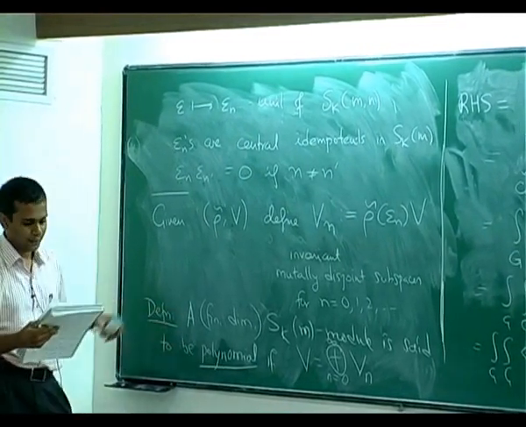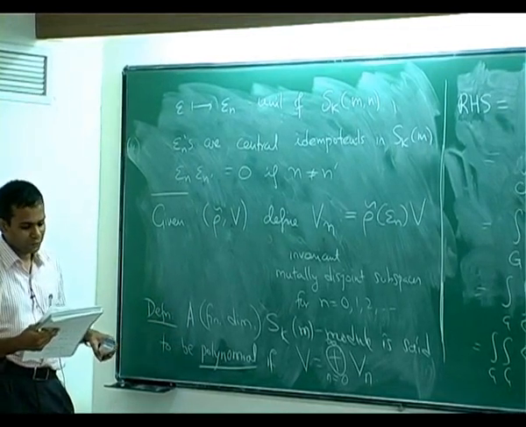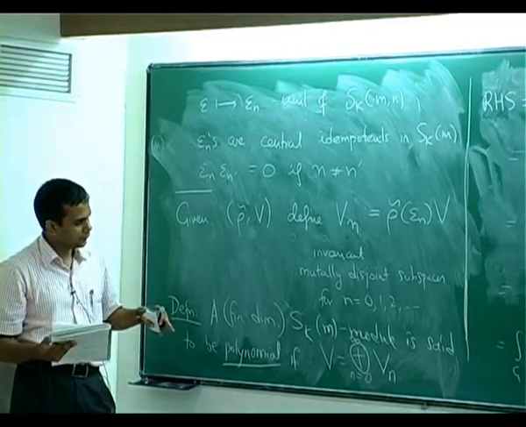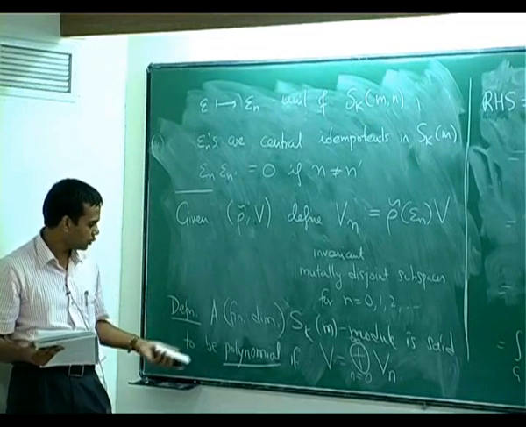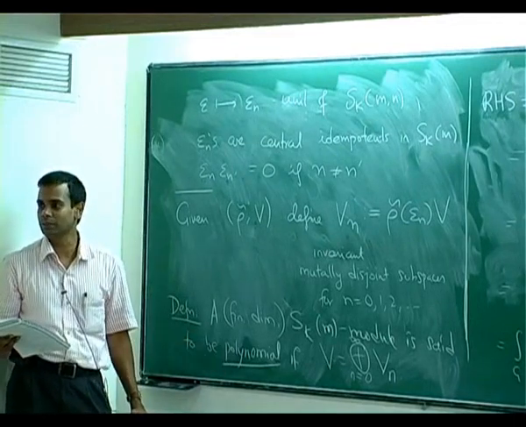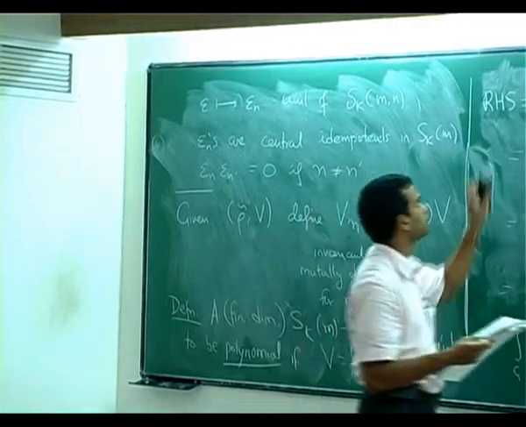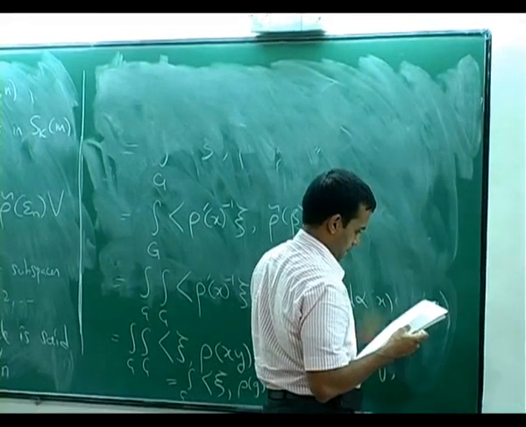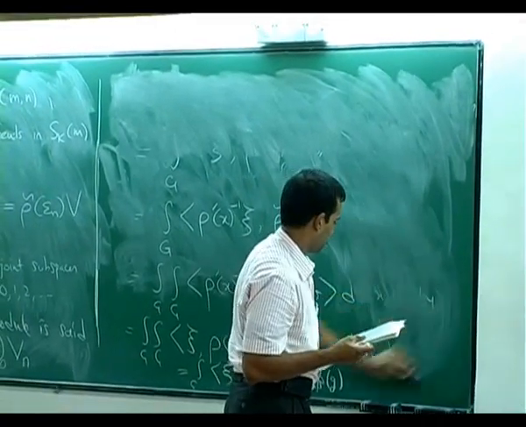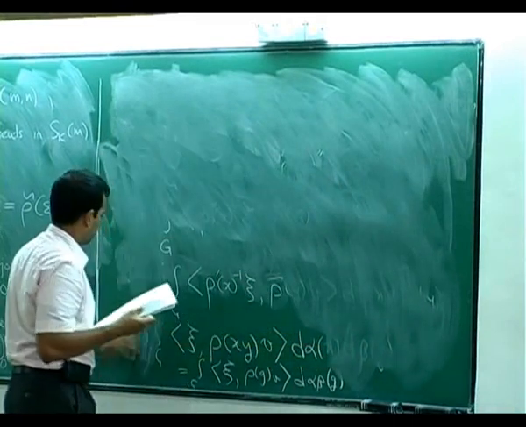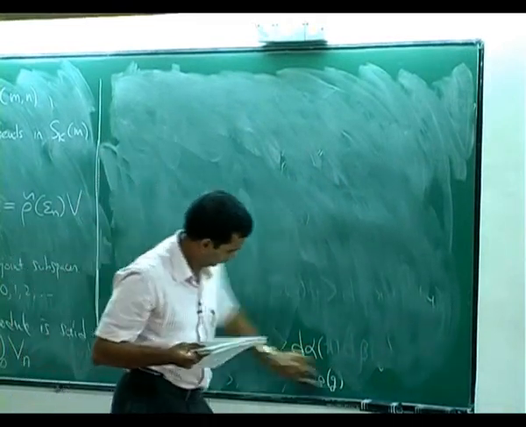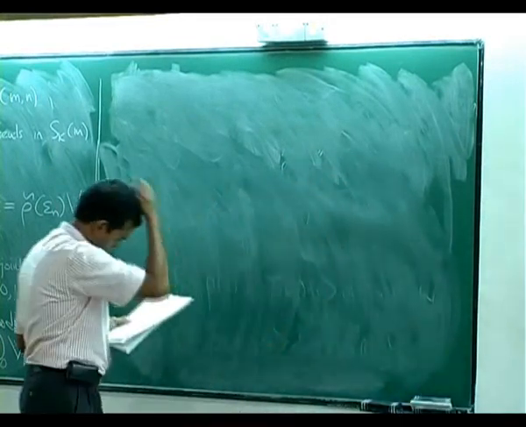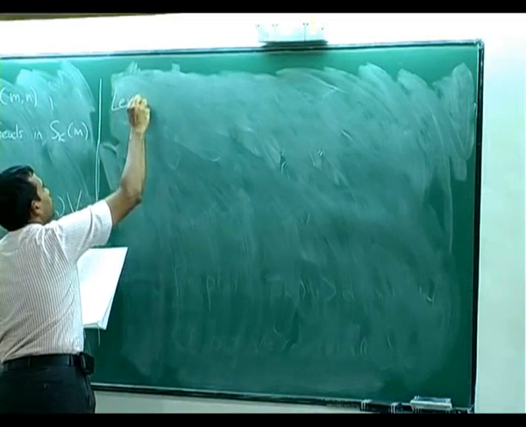So let's see how to go back. Oh, but before we see how to go back, let us see that if you start with a polynomial representation of GLMK, you actually end up with a polynomial representation. Let's put that down as a lemma.